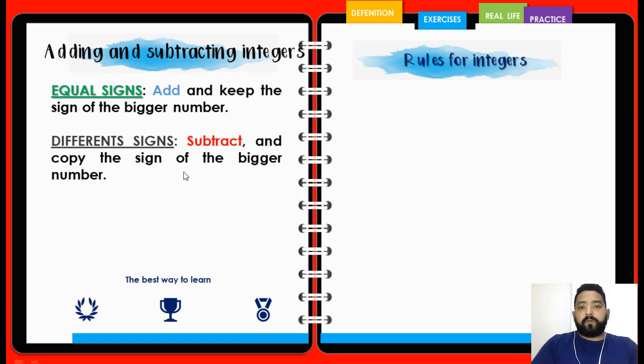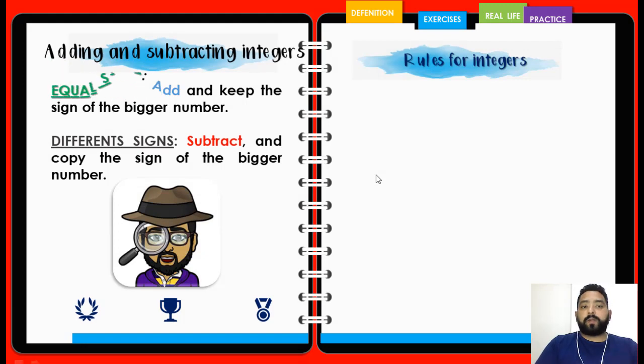So, for example, imagine that you have negative 5 plus 10. Both have different signs, so we need to subtract them. 10 minus 5 is 5, right? And then you have to think, which number is greater, 5 or 10? It's 10. What is the sign for 10? It's positive. So the answer is going to be positive. Please try to remember these two rules because they're so important in any operation with adding and subtracting integers.